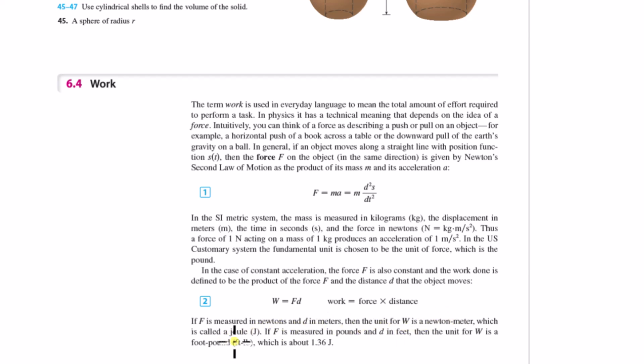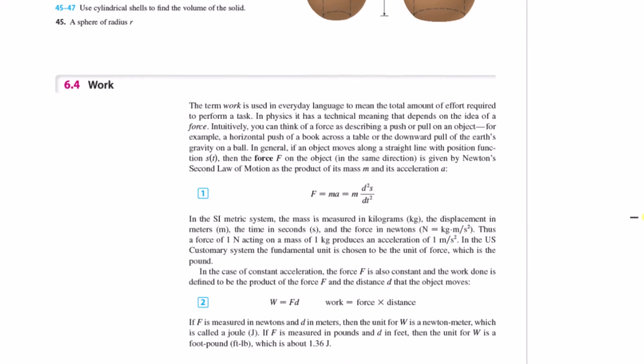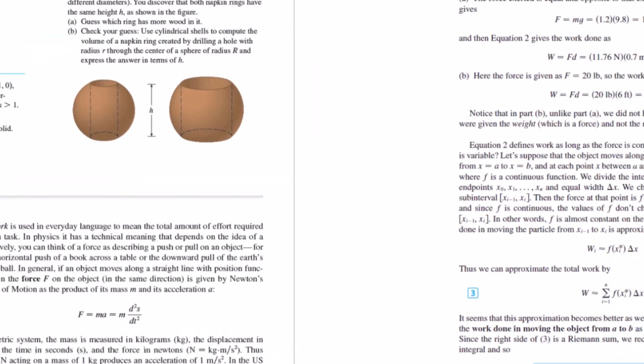A Newton meter is called a joule. If F is measured in pounds and D in feet, then the unit for W is foot pounds, which is about 1.36 joules. Okay. Example 1.